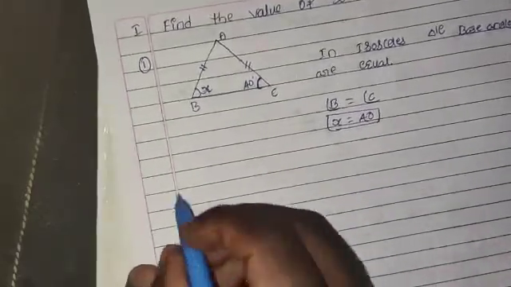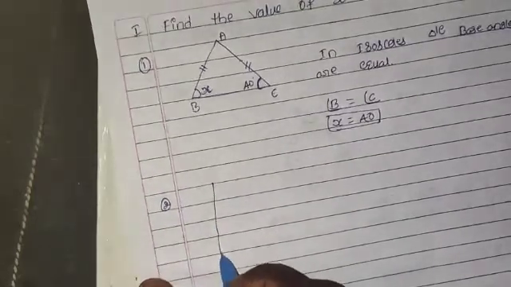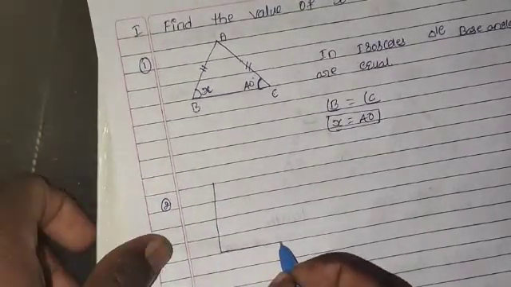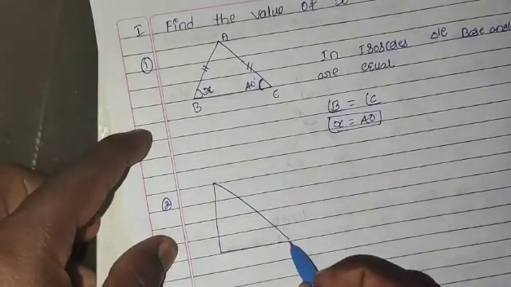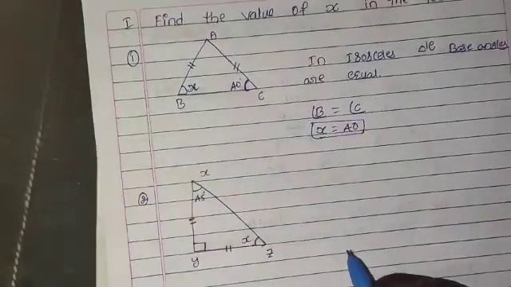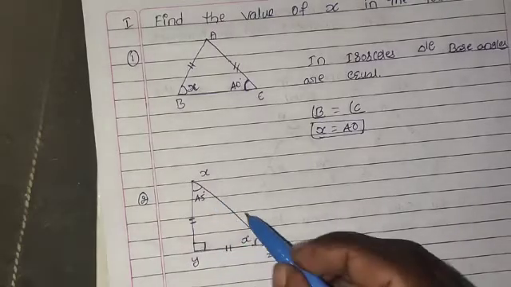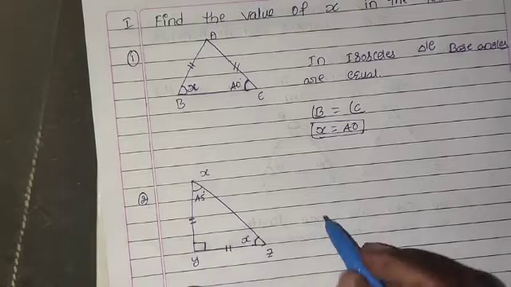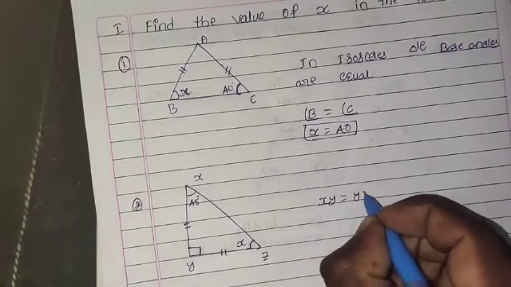Next we move on to the second problem. The second diagram is like this. We have to find the value of x. This is a triangle, a right angle triangle. This is the second diagram. Here is the triangle XYZ. In triangle XYZ, XY is equal to YZ.